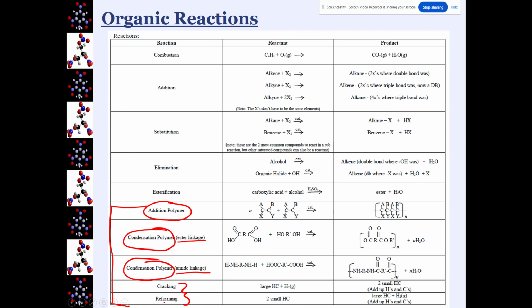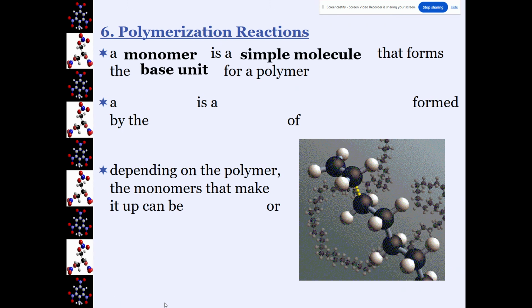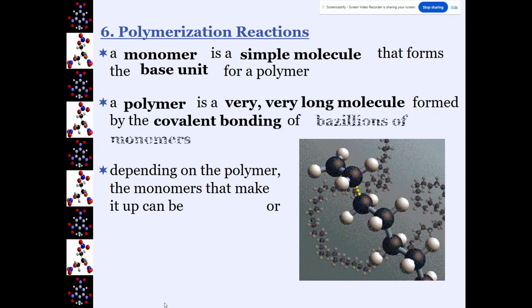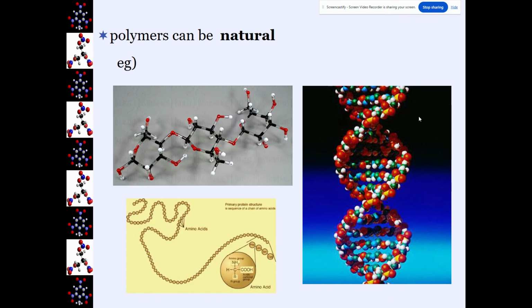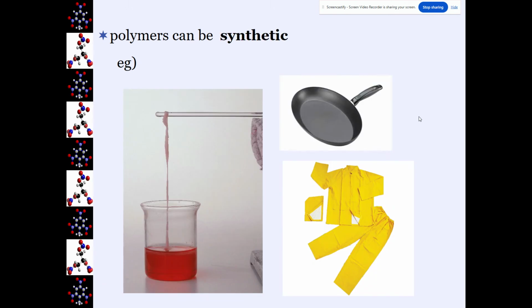Okay, so starting with polymerization. A polymer is when you have a base unit repeating over and over and over. The base unit is called a monomer. So when a monomer repeats bazillions of times, you produce a really large molecule called a polymer. Polymers can be natural. Some examples of natural polymers are carbohydrates, proteins, and the most obvious, DNA. They can also be synthetic. A lot of our plastics, nylon, Teflon, polyester, PVC are synthetic, so man-made polymers.